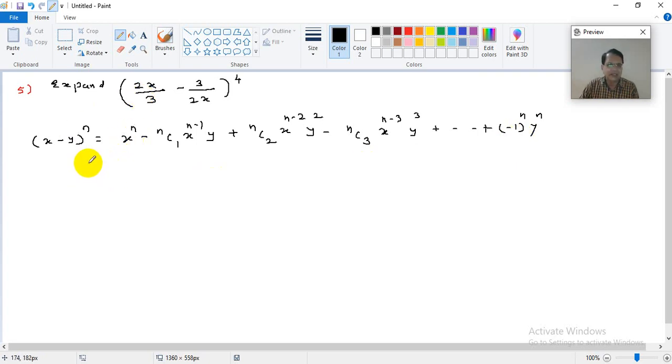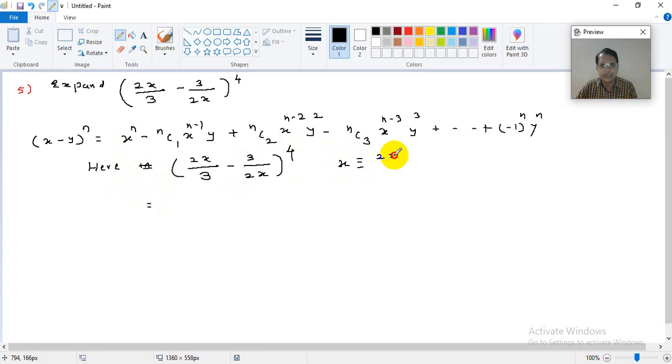Now here I want to expand (2x/3 − 3/(2x))^4. It will be equal to... Now here in place of x we have x corresponds to 2x/3, y corresponds to 3/(2x), and n is equal to 4.